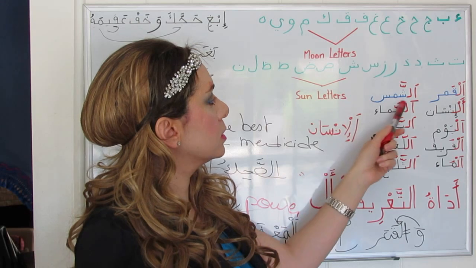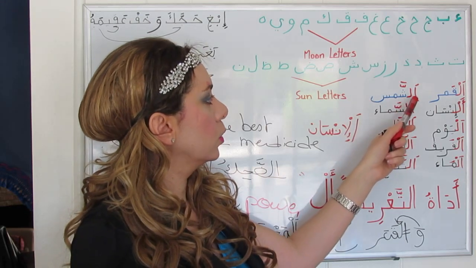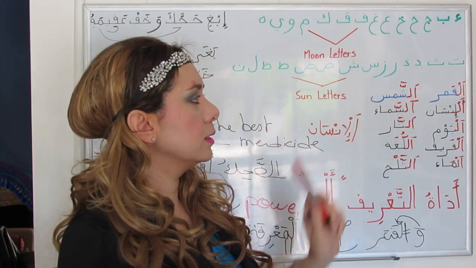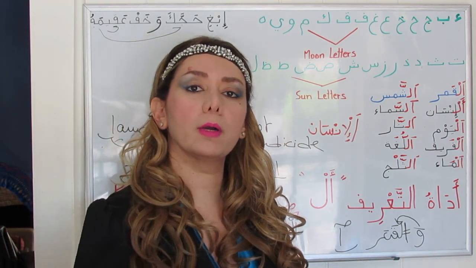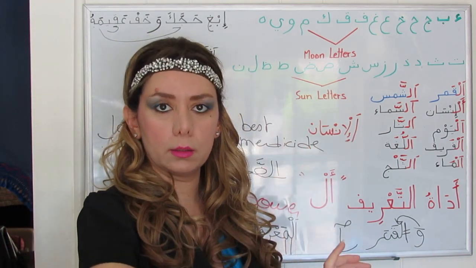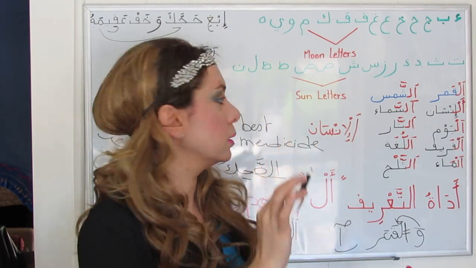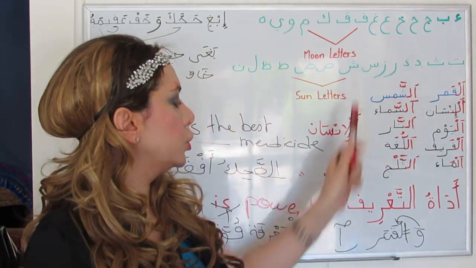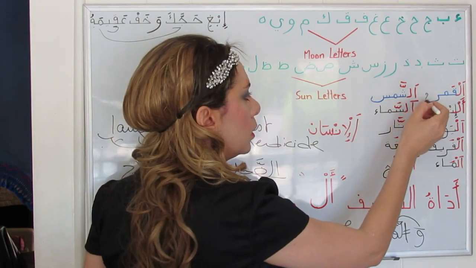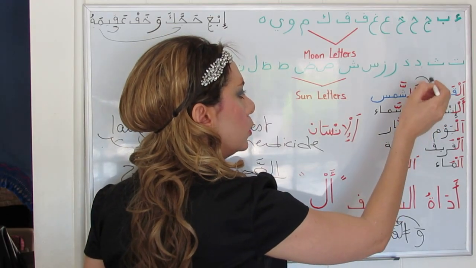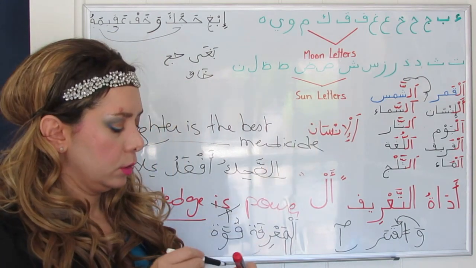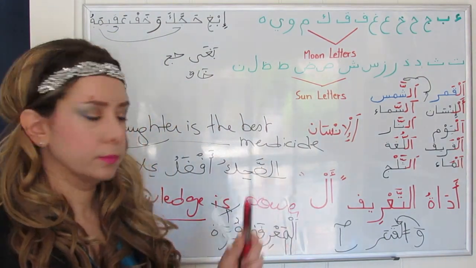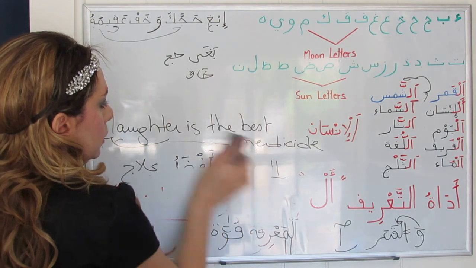For the sun letters, when we add the definite article and it's preceded by a word, we will jump right to the sun letter. We will swallow the definite article. والشمس, and the sun. والشمس. Directly to the sun letter. Okay.